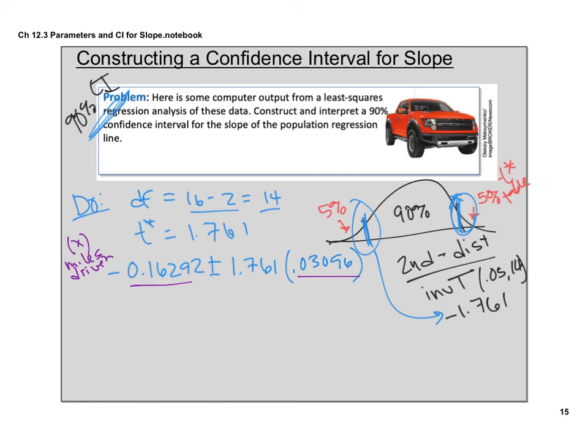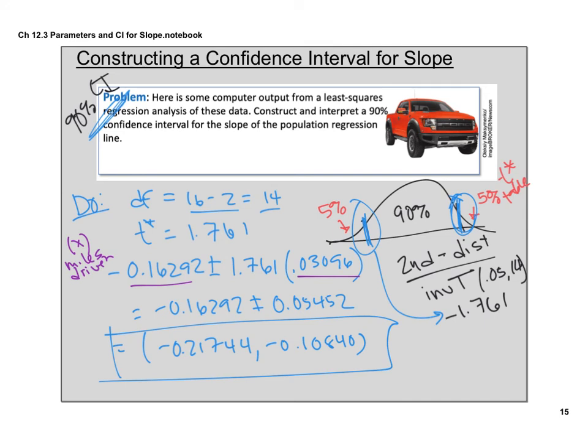Okay, here we go. Then we actually calculate it. When you calculate it, you end up with negative 0.16292 plus or minus 0.05452, and then your confidence interval ends up being negative 0.21744 to negative 0.10840. Okay, there's your confidence interval. Now let's talk about what this actually means.